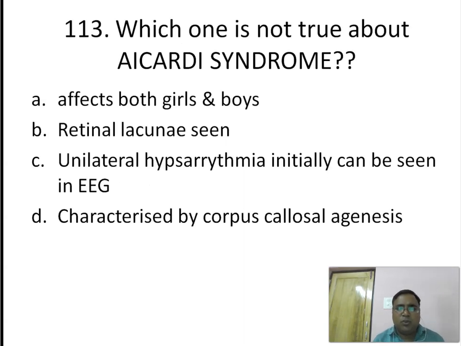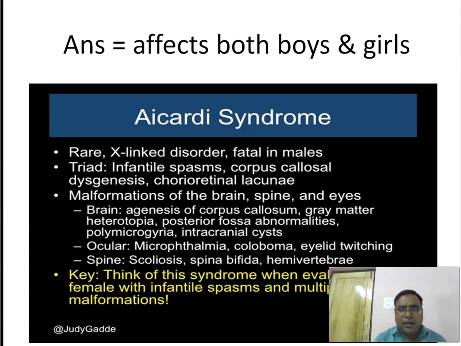Next, which one is not true about Aicardi syndrome? Among these four, one is not true. What could be the answer? It affects both girls and boys. Retinal lacunae is seen. Infantile spasm, hypsarrhythmia initially can be seen in EEG, and it is characterized by corpus callosal agenesis. The answer is it affects only the girls. So both boys and girls is the wrong answer.